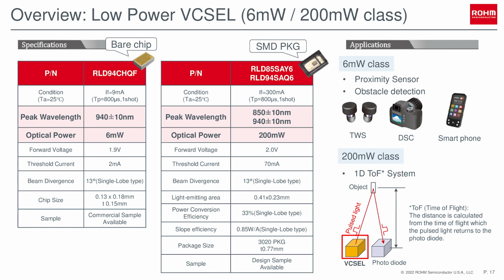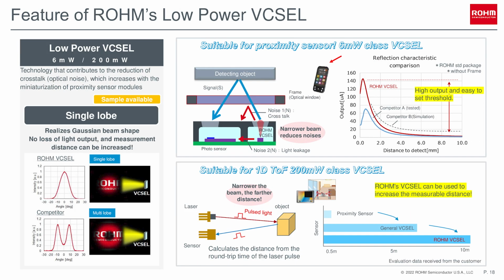Models RLD85SAY6 and 94SAQ6 provide 200 milliwatts of optical power at either 850 or 940 nanometers in a surface mount package type. The target application is one-dimensional TOF, time-of-flight systems. Next, let me introduce the features of ROHM's low-power VCSELs.